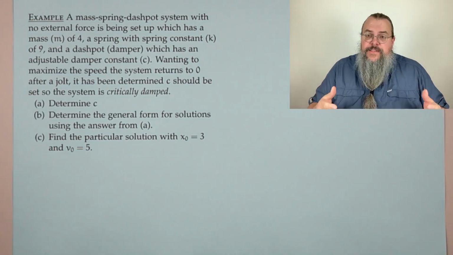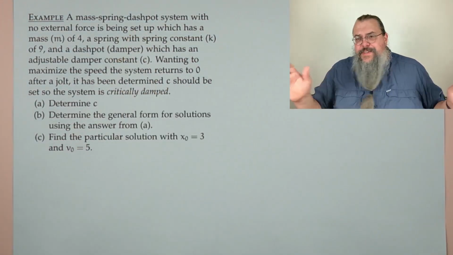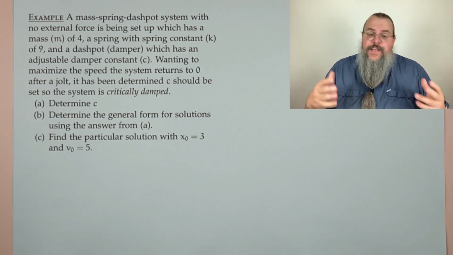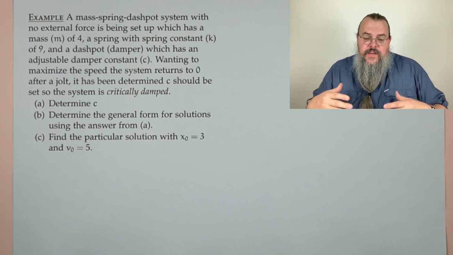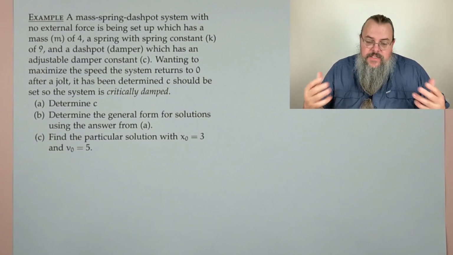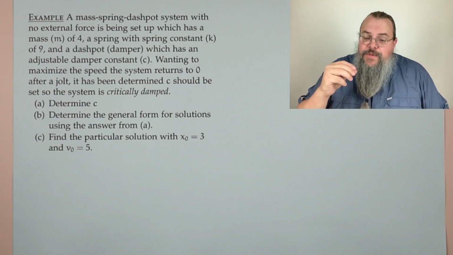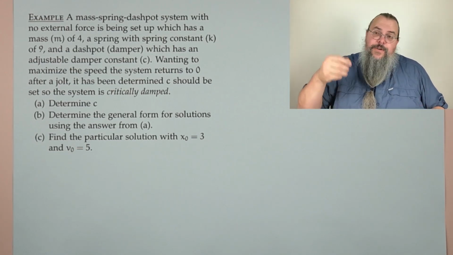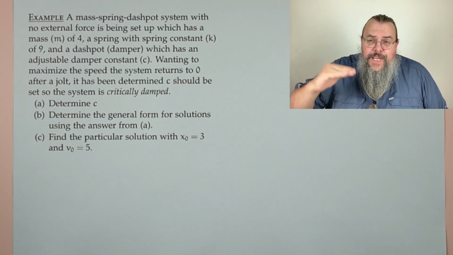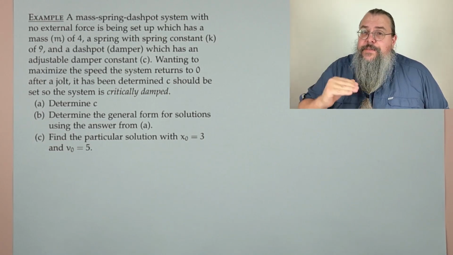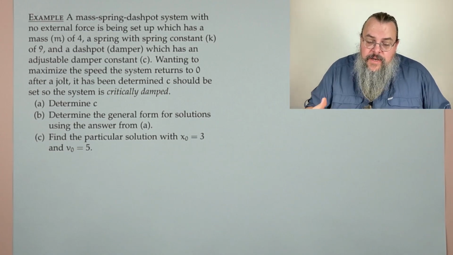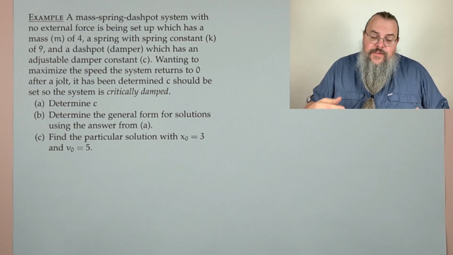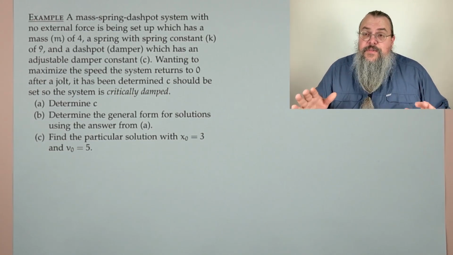A mass spring dashpot, and if you ever see the word dashpot, it just means damper, system with no external force is being set up, which has a mass m of 4, a spring with spring constant k of 9, and a dashpot damper, which has an adjustable damper constant. So this is a very fancy damper, right? It's not like it always is going to operate on this level. We can pick the level that is just right for us. Now, wanting to maximize the speed the system returns to 0 after a jolt, it has been determined c should be set so the system is critically damped. That's what I was mentioning before.